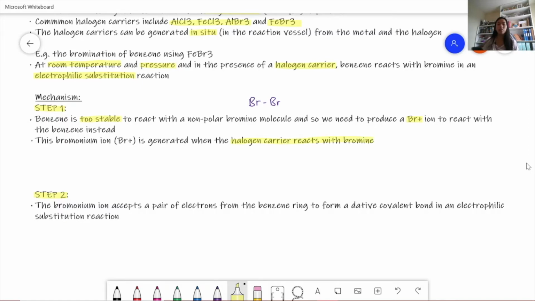creating this electrophile. So we have bromine reacting with iron bromide, and this will form FeBr4- and also Br+. So we break the covalent bond between the two bromine atoms, and then one of the bromine atoms goes to the FeBr3. So it forms a bond to the FeBr3, and so that becomes a negative ion. And then we get this Br+, and this is our electrophile.